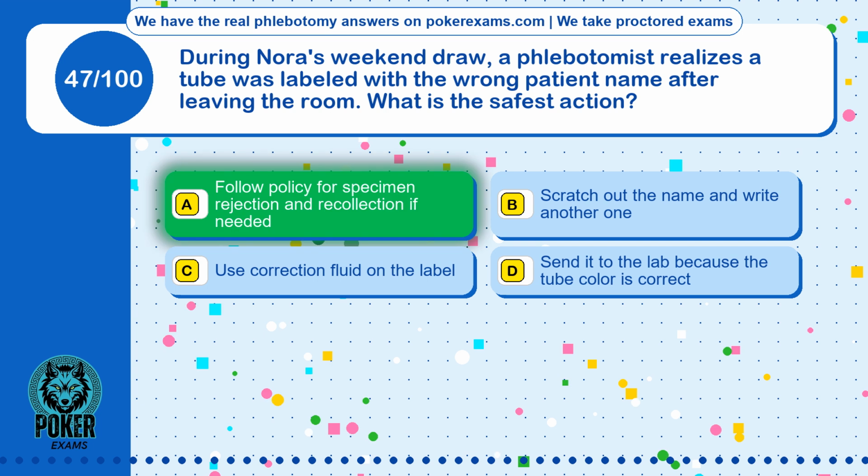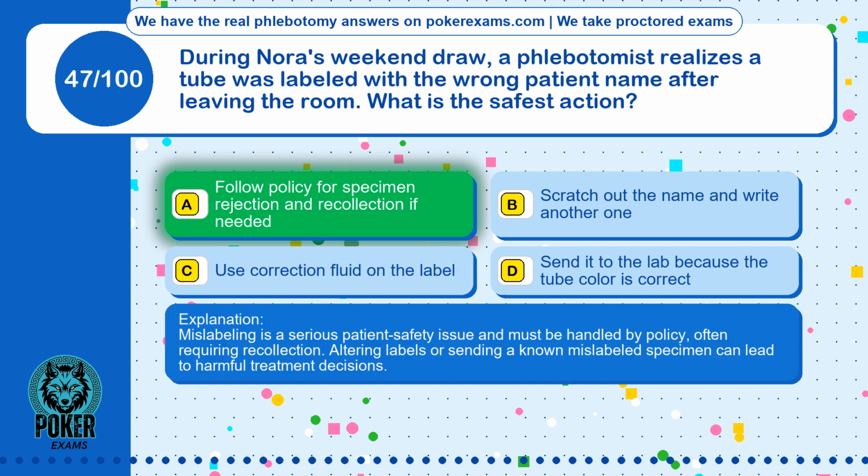The correct answer is option A. Follow policy for specimen rejection and recollection if needed. Mislabeling is a serious patient safety issue and must be handled by policy, often requiring recollection. Altering labels or sending a known mislabeled specimen can lead to harmful treatment decisions.